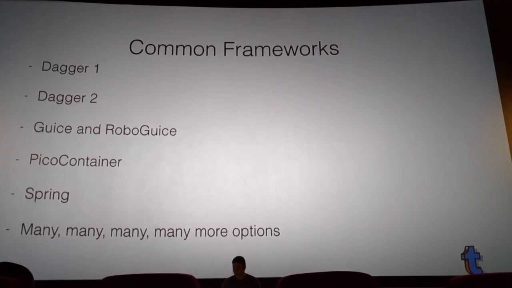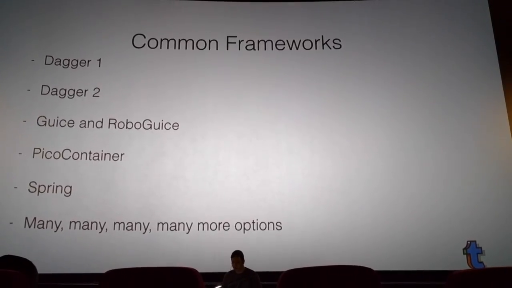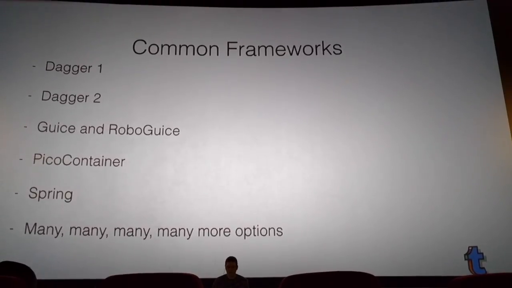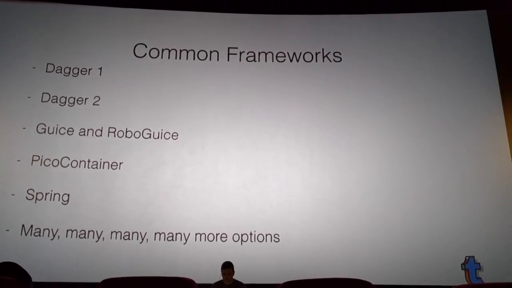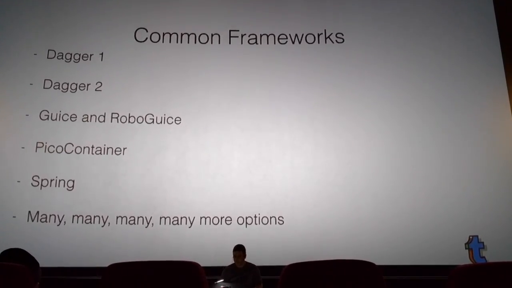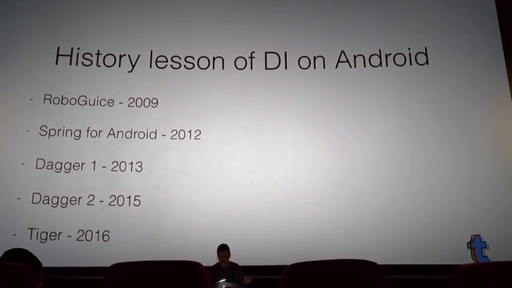Some, like Spring and Pico container, are server and backend oriented, and some were server backend oriented and then got ported to mobile. Juice is a good example of that. And others were written specifically for Android. So the first one that was made specifically for Android was RoboJuice.